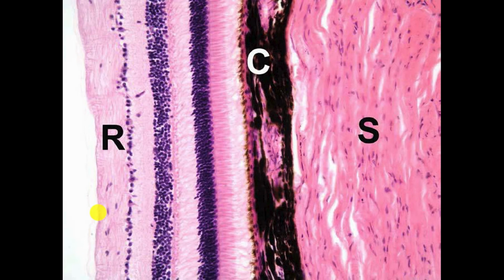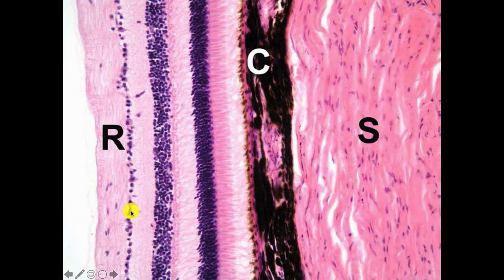Here it is the outer layer. Then we have the pigmented choroid. Then we have the pigmented epithelium of the retina. Then we have the rods and cones, outer limiting membrane, then outer nuclear layer, outer plexiform layer, inner nuclear layer, inner plexiform layer, and the ganglion cell layer, one row.